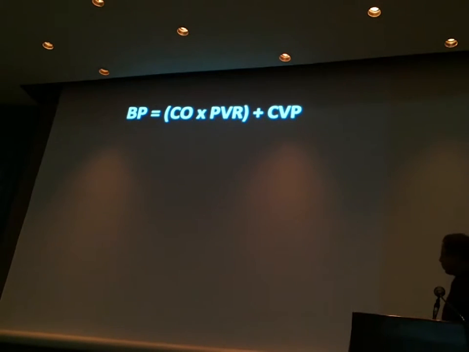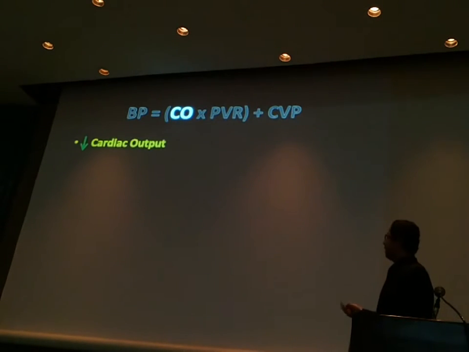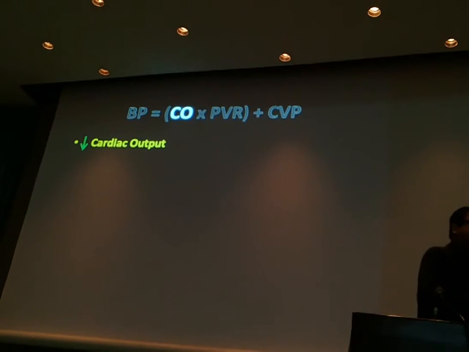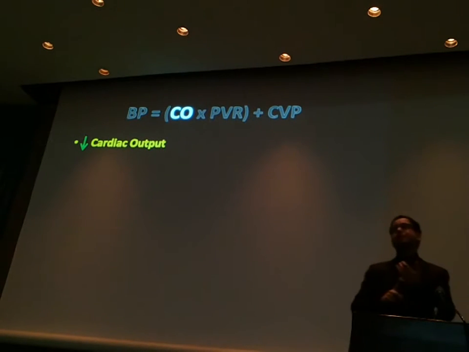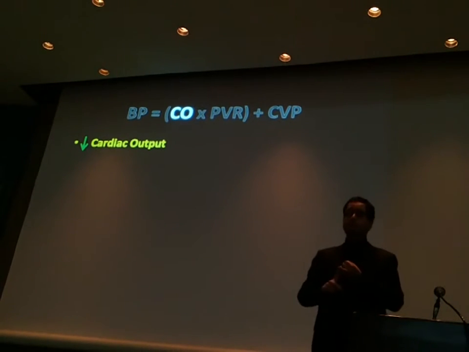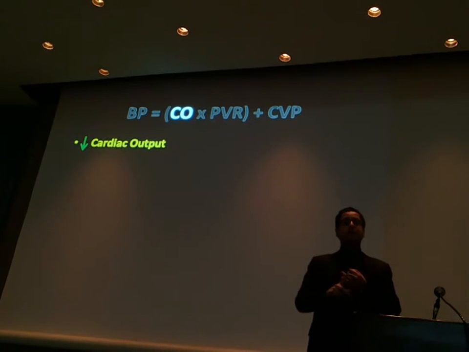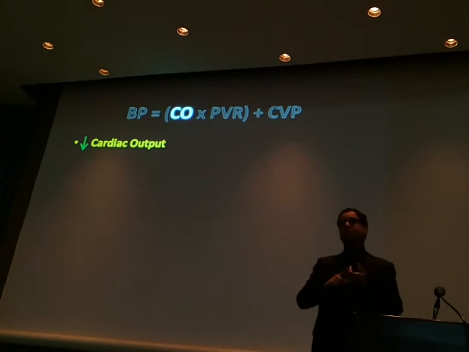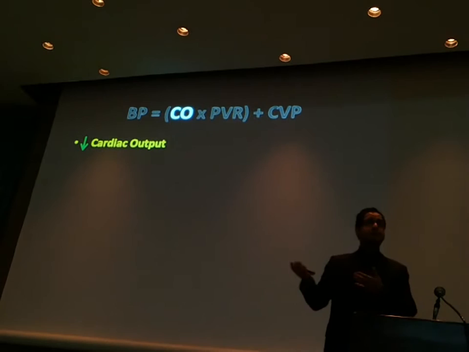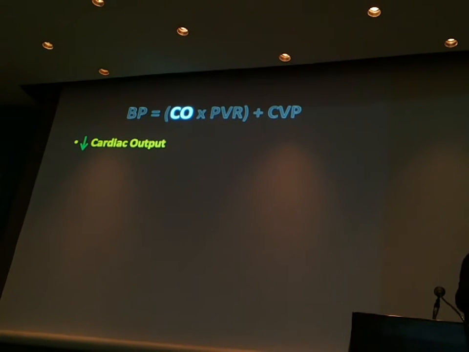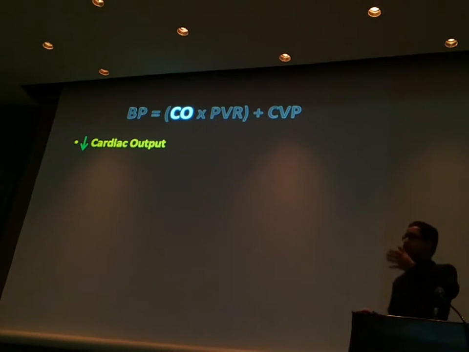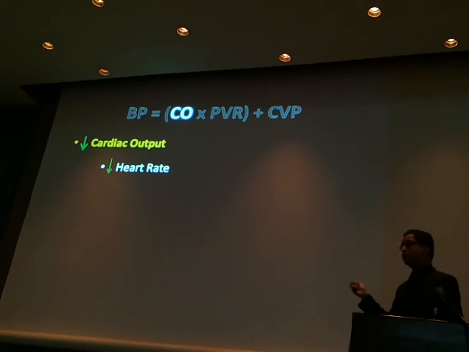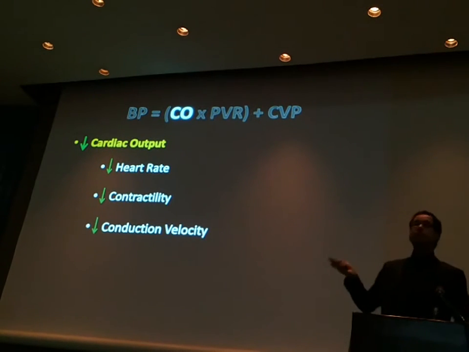Okay. Now let's go a little bit further. If I want to reduce cardiac output, I said that there are 3 or 4 major factors regulating it. Anyone remembers? 1, heart rate. 2, stroke volume, or blood volume. 3, contractility. 4, conduction velocity, the dromotropic effect, right? So that's easy. Once you lay things into classes and lists, it's much easier. So if I want to reduce cardiac output, I should reduce heart rate, contractility, and conduction velocity.